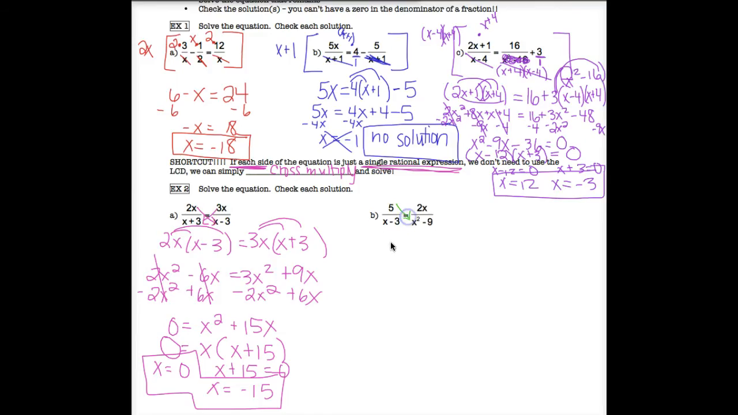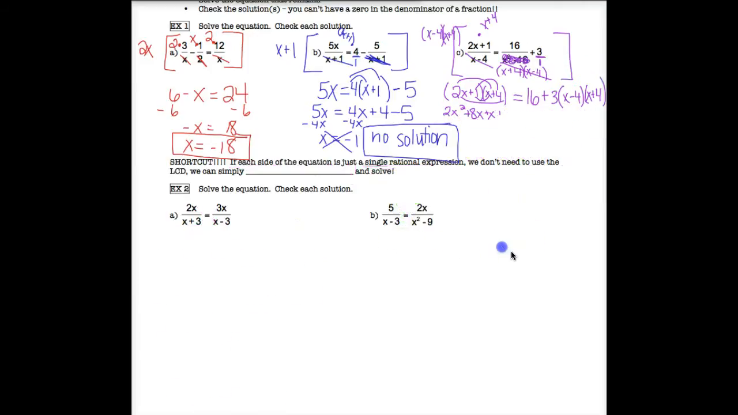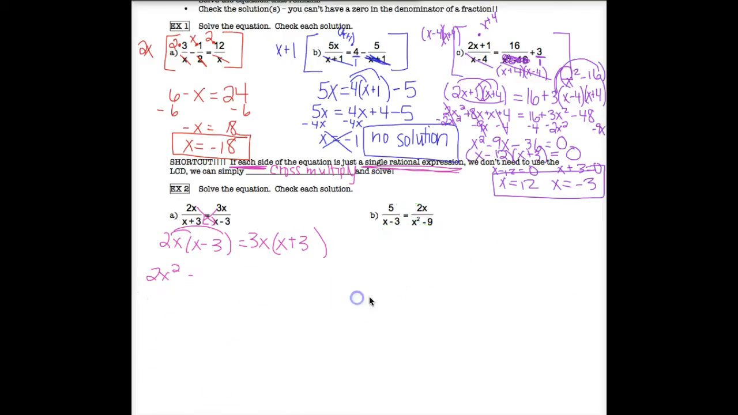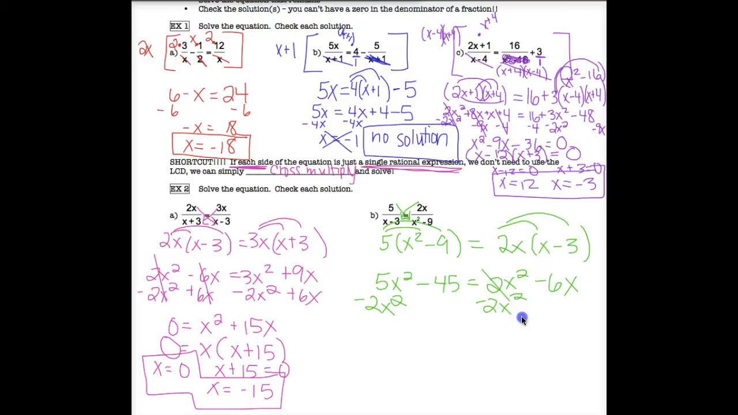All right, so cross multiplying, I do 5 times the x squared minus 9. Notice that we don't even have to factor here. This is so much less labor intensive than the other ones when we are actually able to cross multiply. So 5x squared minus 45 on the left, 2x squared minus 6x on the right. So get all my x squareds together. Again, I always move them to the side where the x squared term is going to be positive.